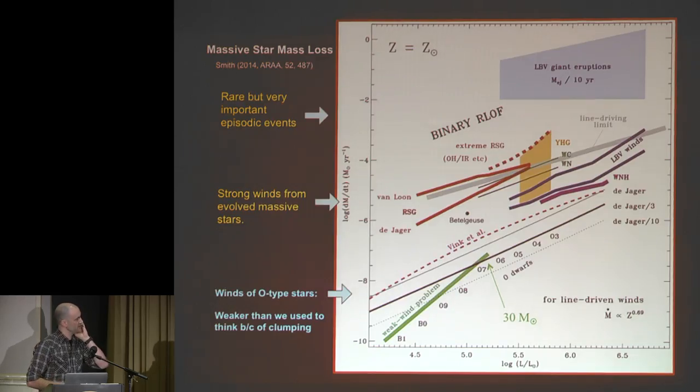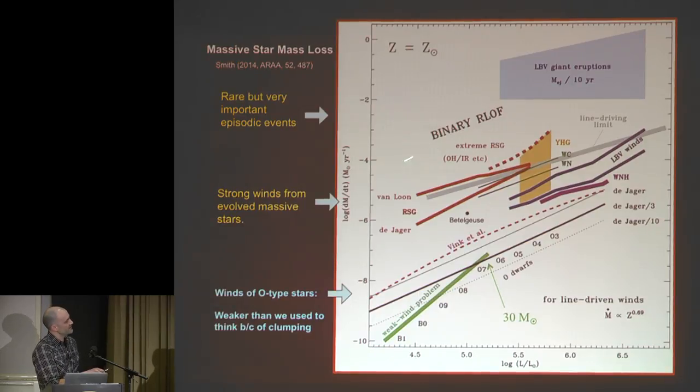So this is a plot of what the mass loss rates actually are, at least what is put into a lot of stellar evolution codes. This is from my review paper. And basically, you see everything goes up to the right. This is a plot of luminosity versus mass loss rate. Things go up to the right because radiation drives material off a star. Also, more massive stars that are more luminous have more mass to lose.